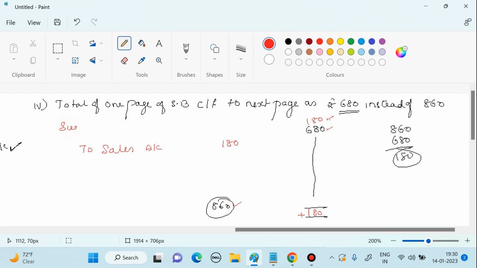The other effect goes to suspense account. Is it clear to everybody? Rashish clear? Suraj clear? Yeah. Wrong carry forward of total of sales book now rectified.